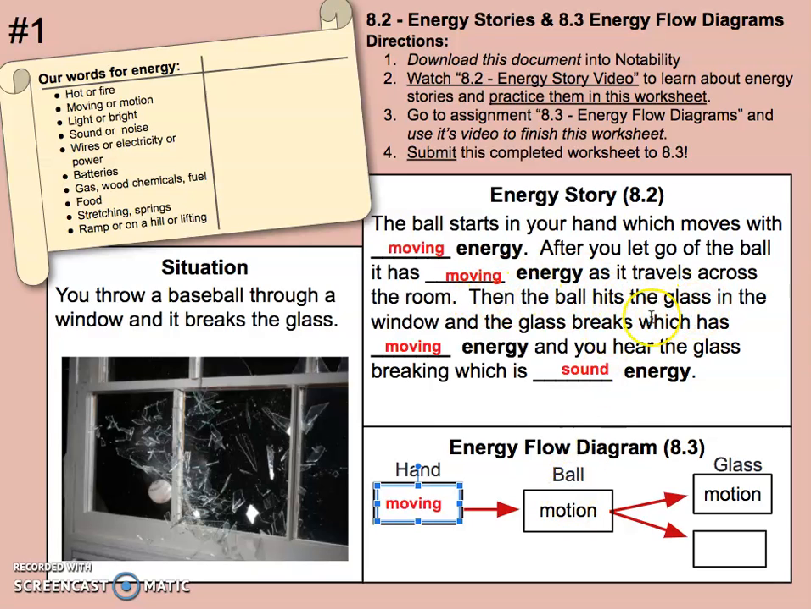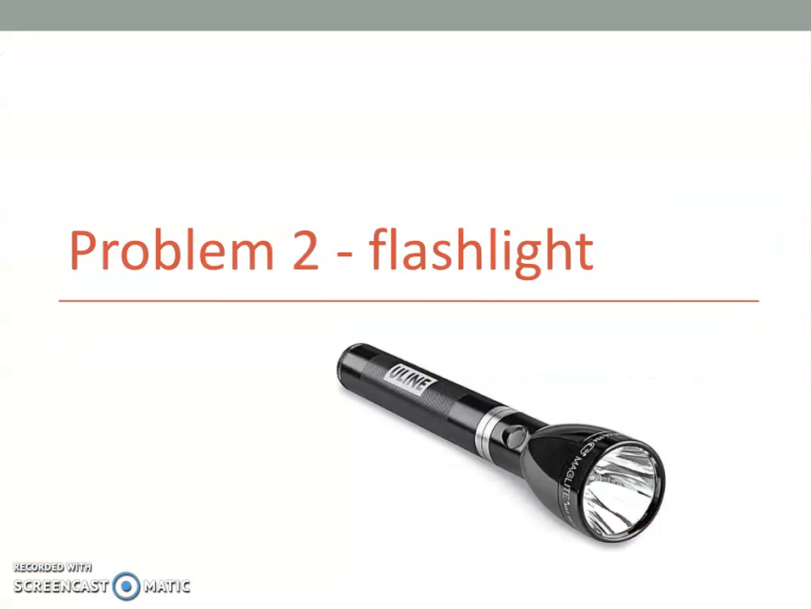Then the ball hits the glass in the window and the glass breaks, which has moving energy. That's already here, motion. And you hear the glass breaking, which is sound energy. So I'm going to add sound energy into this other box. Sound energy right here. And so notice that my words for energy are going inside of the little boxes, and the arrows show us the direction the energy is flowing. Let's look at our next example.